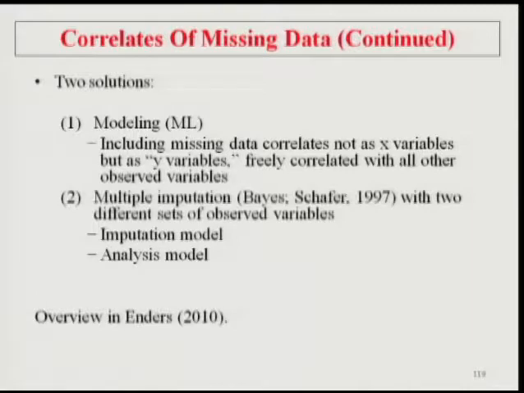But you can also take a Bayesian multiple imputation approach. And that has the advantage that you can work with two different sets of variables. You can use a large set of variables for the imputation model, and then you can still do the analysis using only the analysis variables. Whereas here in ML, you have to bring the extra imputation variables into the model, and that could potentially create difficulties for the estimation of the essential parts of the model.